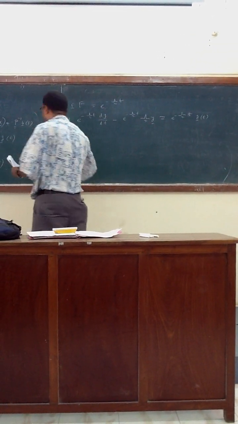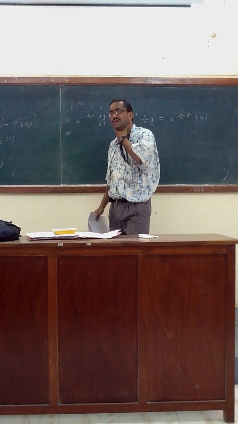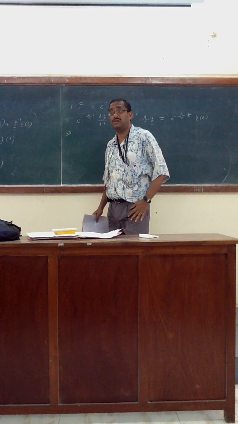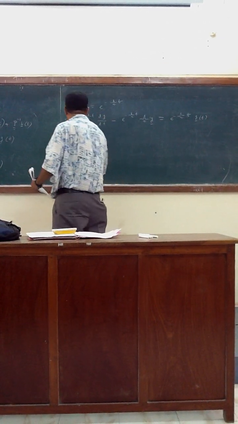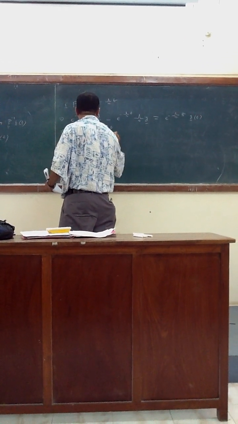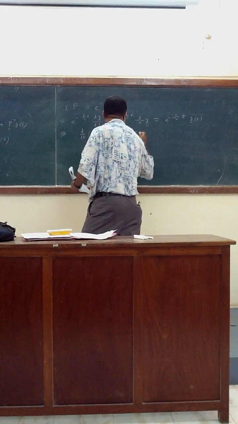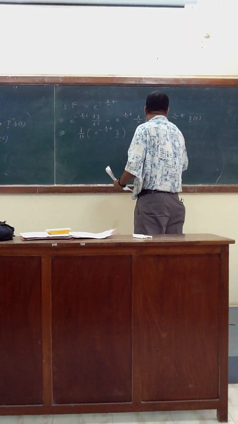What's the next step we have done in the class? It's taking so much time. I'm really surprised whom I'm teaching in the class. Yes, d/dt of e to the power minus lambda t into y equals e to the power minus lambda t g(t).